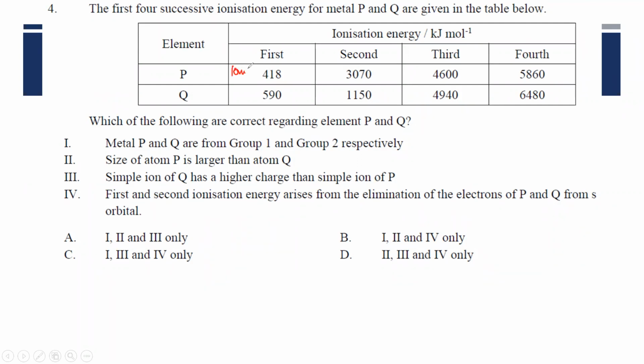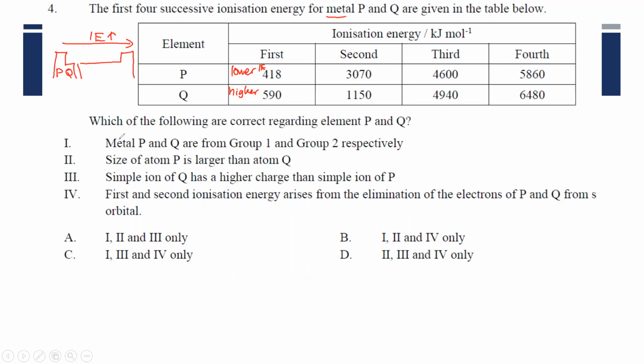ionization energy, while Q has a higher ionization energy. That means in terms of position, if you still remember the trend of the periodic table, ionization energy increases across the period. So when you have a higher ionization energy than the other one, Q must be more right compared to P. Now, it is not necessarily group 1 or group 2, but there is a possibility because they are all metals, isn't it? Okay.